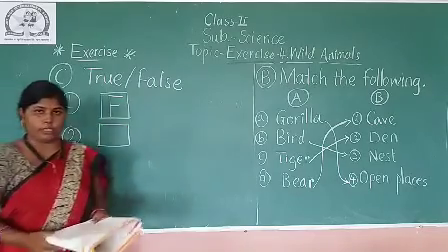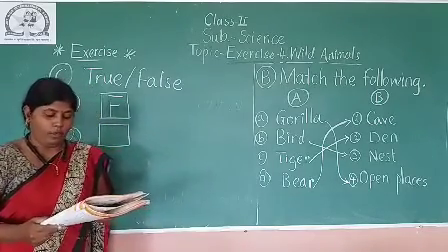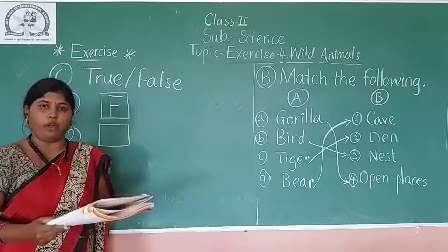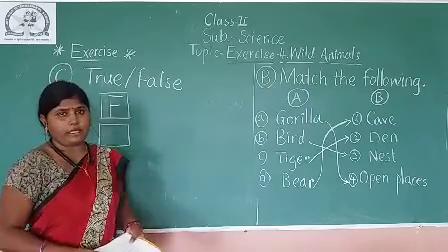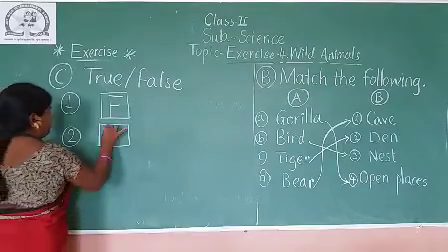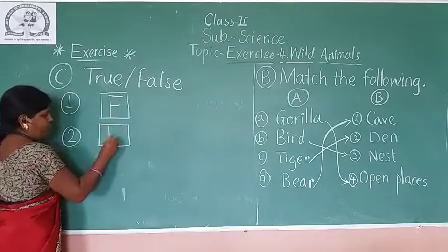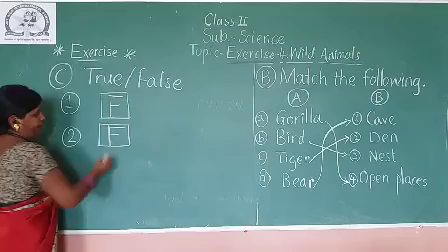Okay, so what is question number 2? All wild animals live on trees. So all wild animals live on trees? No, only a few of them live there. So this sentence is also false. Okay, so we are going to write F.